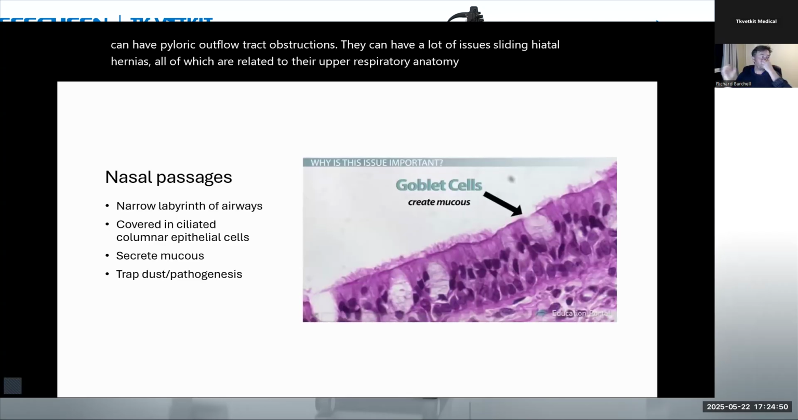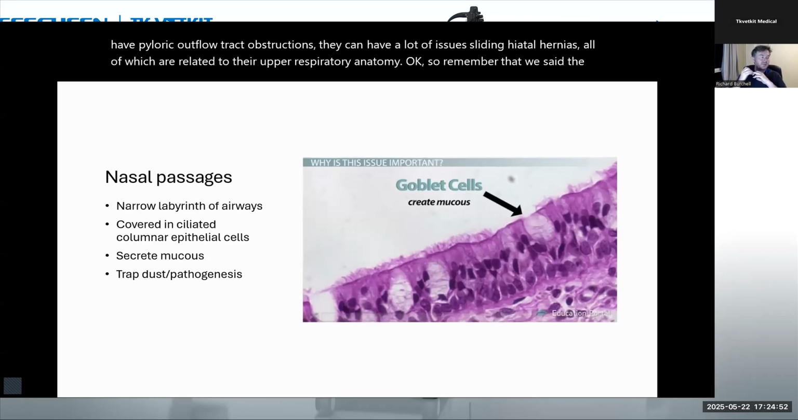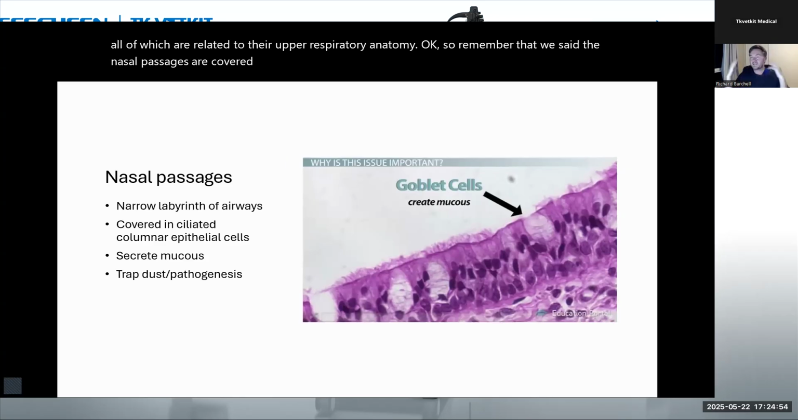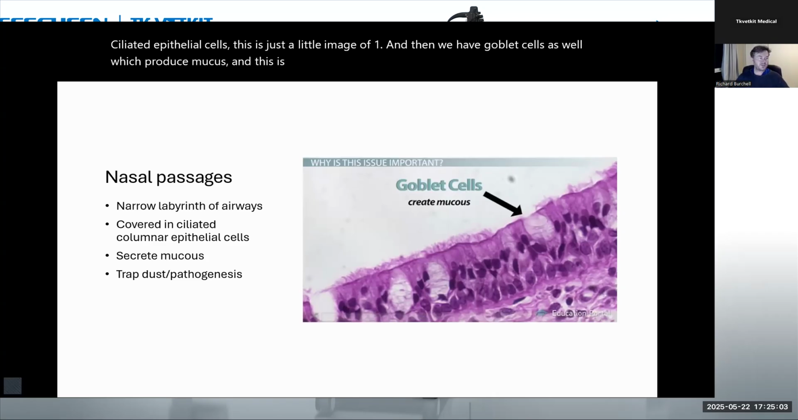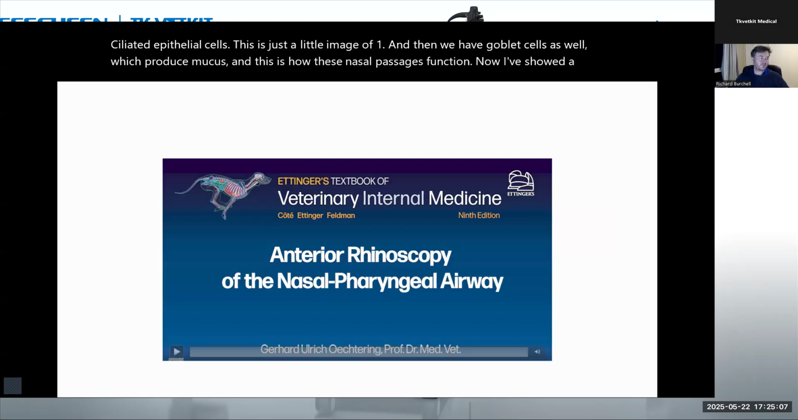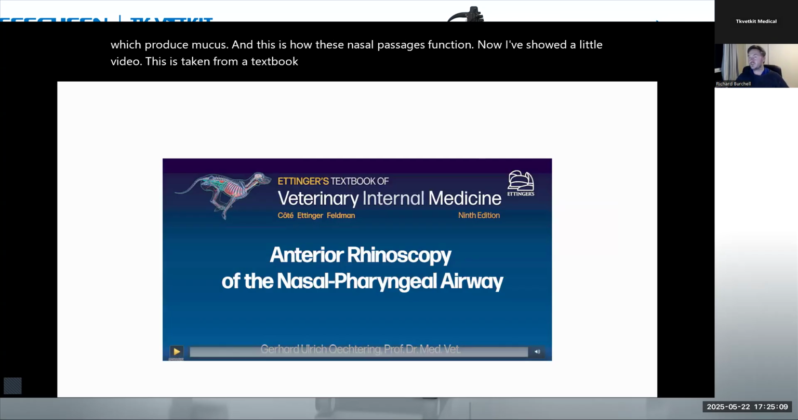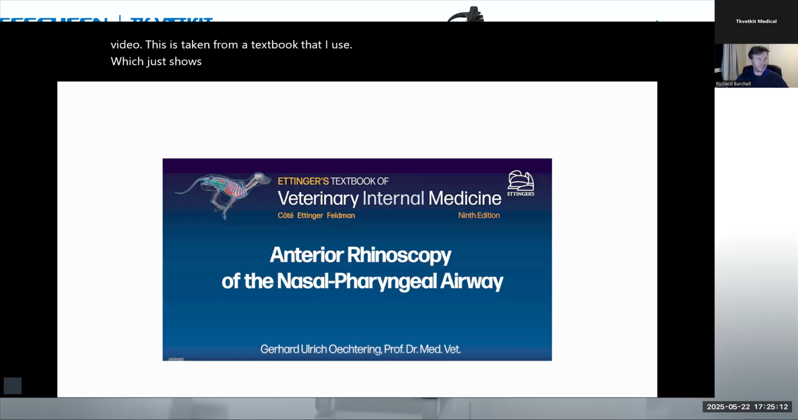Okay, so remember that we said the nasal passages are covered by ciliated epithelial cells. This is just a little image of one. And then we have goblet cells as well, which produce mucus. And this is how these nasal passages function. Now, I've showed a little video. This is taken from a textbook that I use, which just shows you what this looks like inside.